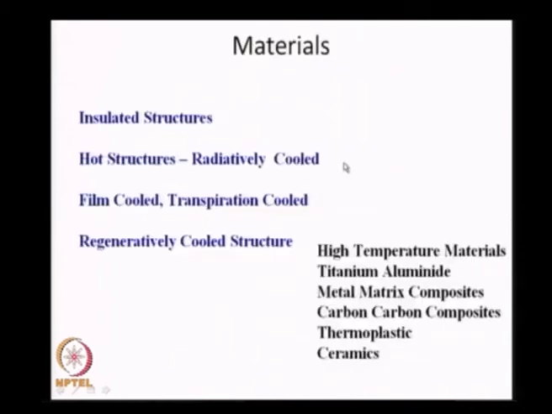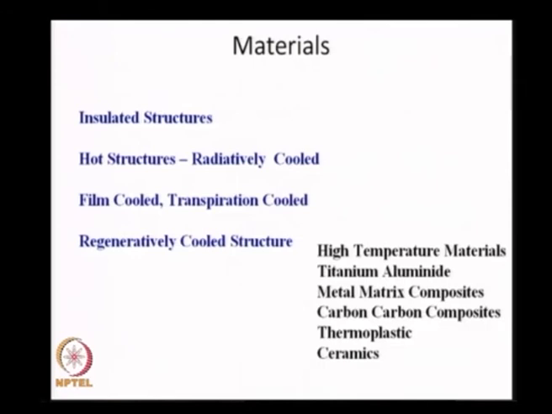Therefore, to just summarize this cooling, we can say, well, I could use an insulation, like ablative. I use a hot structure, that means I use high temperature materials like carbon-carbon composites, maybe metal, and radiatively cool it. Or I have regenerative cooling along with film cooling or barrier cooling, and also transpiration cooling. These are the different cooling strategies.